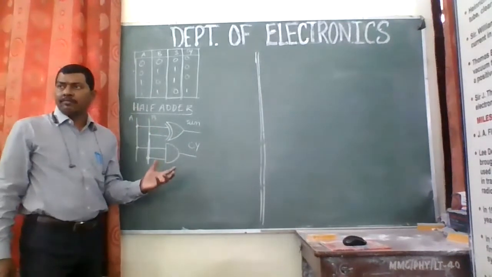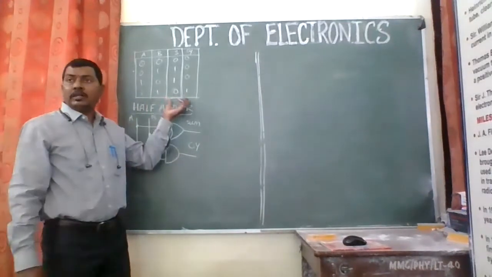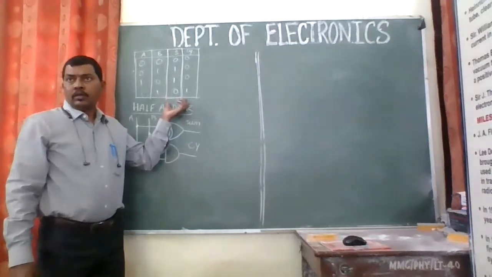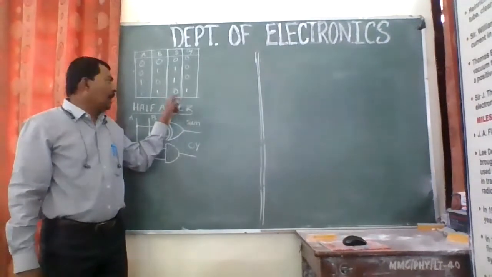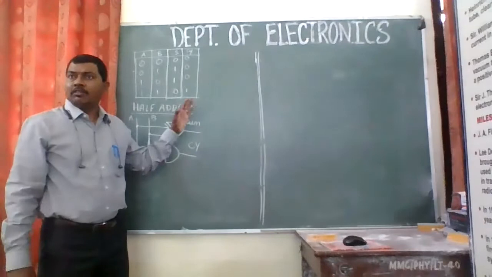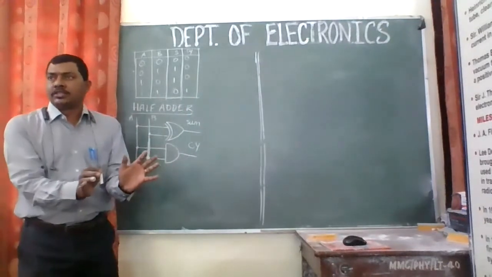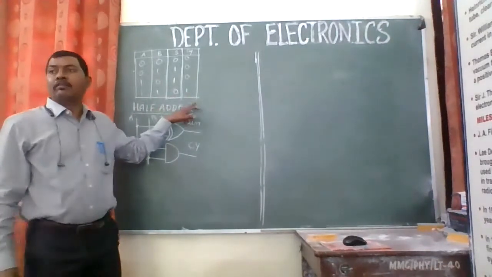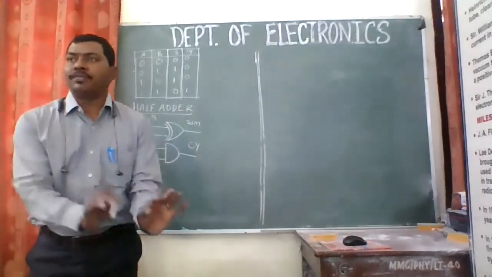Now, why is it called a half adder circuit? Because it has not overflowed. Full adder will give you one. Half adder will give you half of the addition. So it is giving you 0 and 1. That's why it is called a half adder.